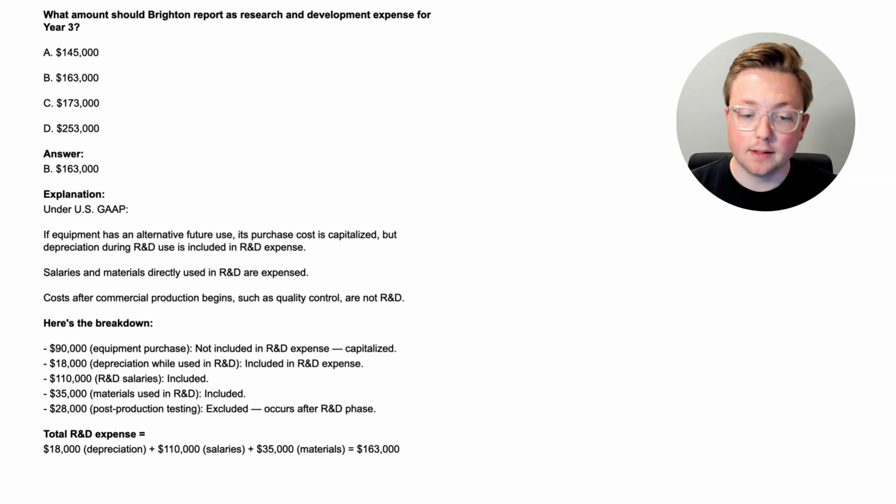And then the rest we already knew. The R&D salaries, the materials used in R&D, those are all things that, of course, are going to be included. So we take the $18,000 of depreciation plus the $110,000 of salaries plus the $35,000 of materials, and that's $163,000 of R&D in this situation. Again, we just kind of expanded on what we were learning before, and we learned that depreciation for equipment that is being currently used for R&D, but it still has an alternative future use, can be R&D for the time that it is being used for R&D, even if it has an alternative future use. So with that, let's go to the next question.